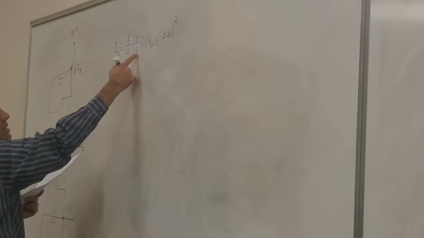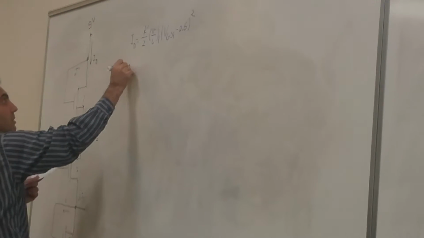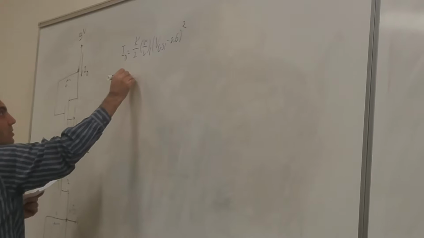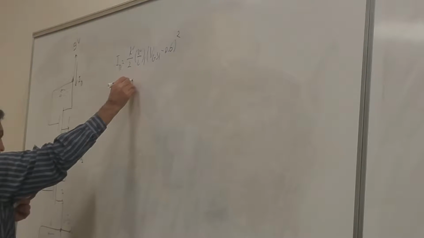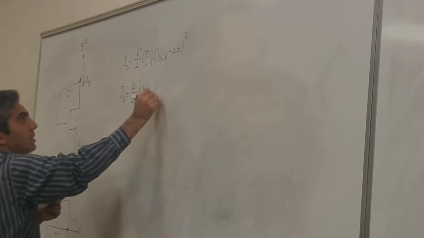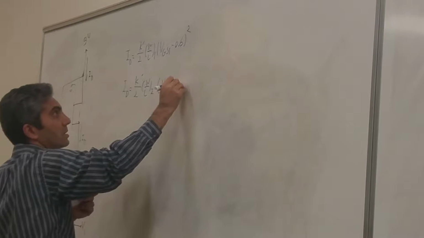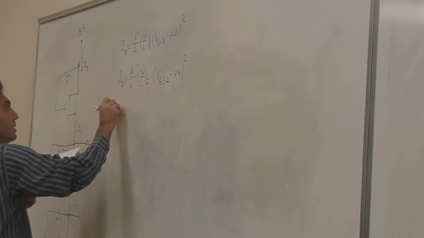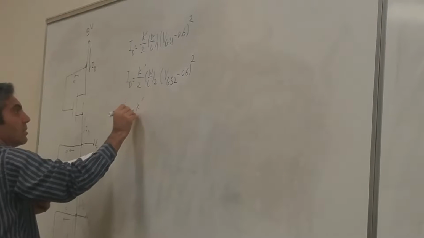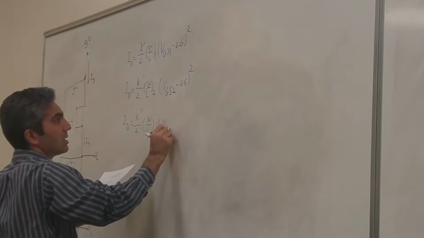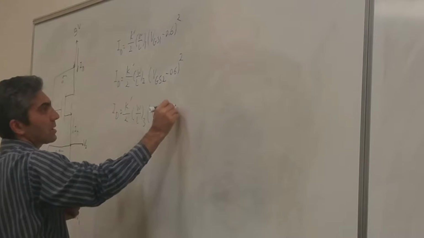These, you have values for them. You're going to put in the values. ID for transistor number 2 is K prime, the same K prime, W over L2, VGS2 minus 0.6, the same VT, to the power of 2. ID is equal to K prime over 2, W over L3, VGS3 minus 0.6, to the power of 2.